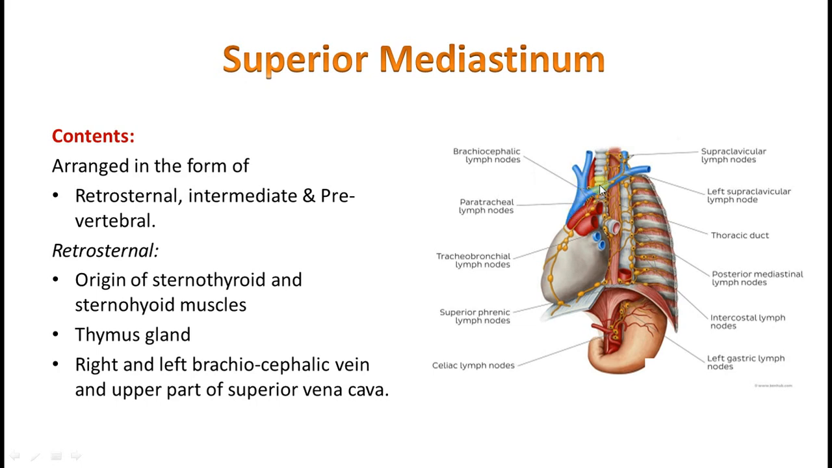So you have the right brachiocephalic and the left brachiocephalic vein and the upper part of the superior vena cava, because both the brachiocephalic veins form the superior vena cava. Okay, so retrosternal, apart from the origin of the two muscles I told you, has the thymus gland and the right and left brachiocephalic vein and the upper part of the superior vena cava.